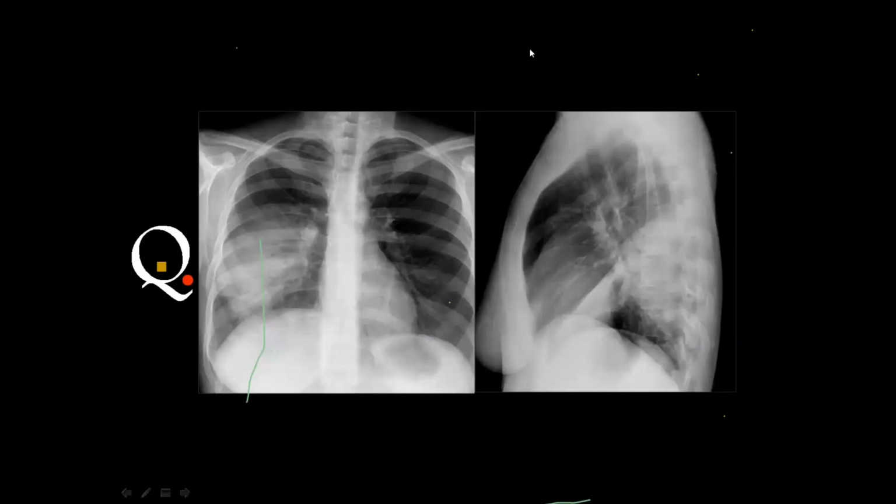Yes, this is a question that asks why the cardiac shadow is not seen in the presence of an opacity in the lung. If the opacity in the lung is anterior and the heart is anterior, then the opacity will cover the heart, and this is known as a positive silhouette sign. But if the opacity is posterior and the heart is anterior, the opacity will not cover the heart, and I will show you a case like this.